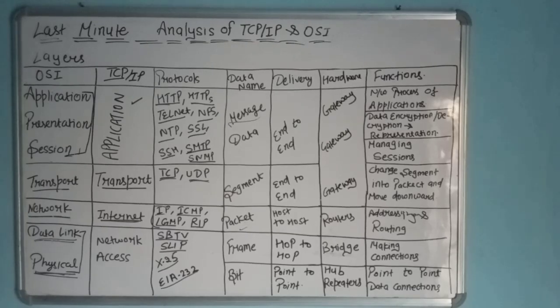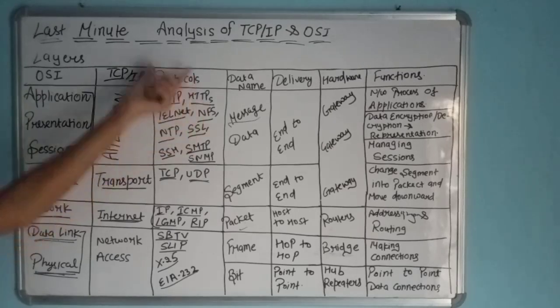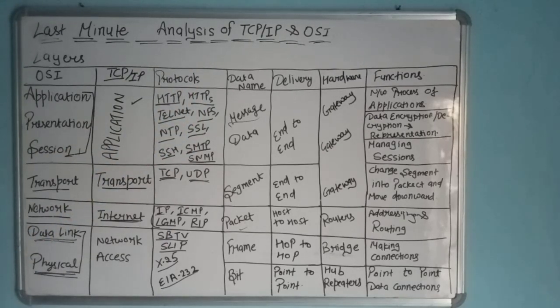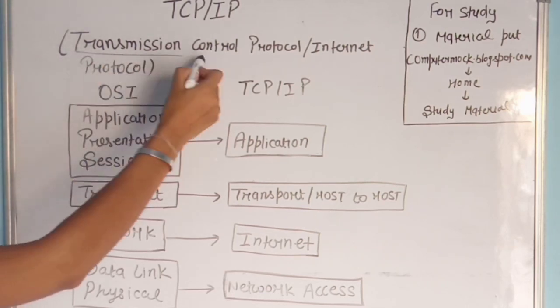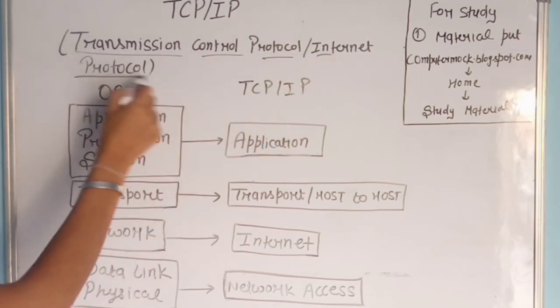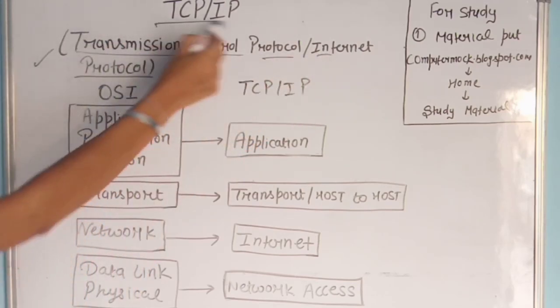Now we will discuss the TCP/IP model, and also the full forms of these protocols. We will also compare it with the OSI model, and discuss the important points about the TCP/IP model and OSI model. So let's start. First, what is the full form of TCP/IP? TCP/IP stands for Transmission Control Protocol/Internet Protocol. This is the full form of TCP/IP.